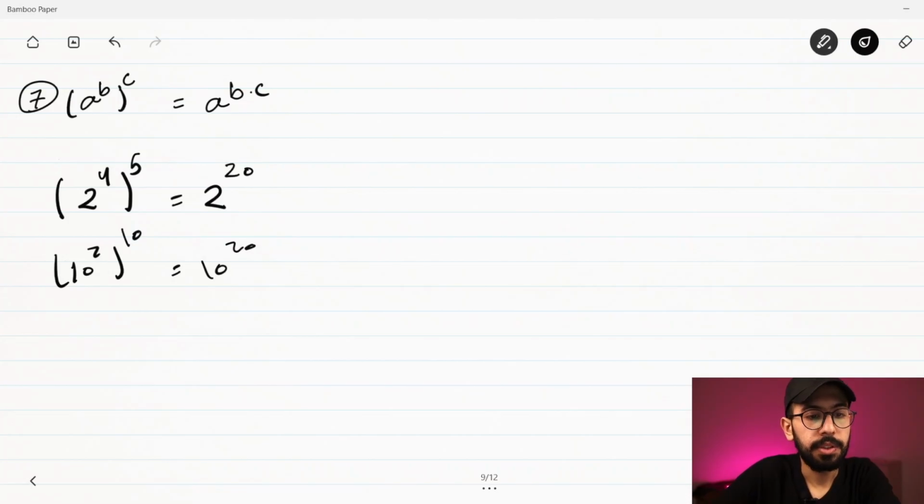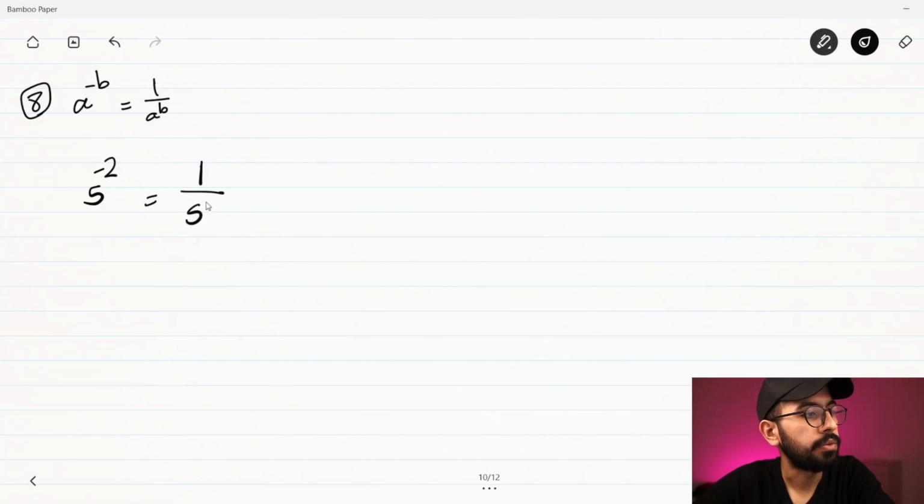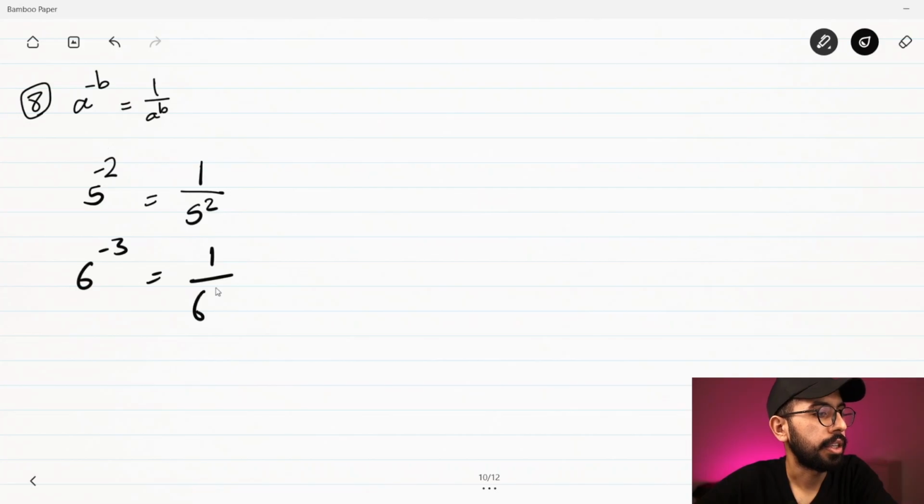Now let's jump to the other law. This law says what we should do when we have a negative power. Let's take an example so it will be more clear. If we have 5 to the power of negative 2, that means it's the same as 1 over 5 to the power of 2, because this here is like a reverse of this one. Let's take another example, say we have 6 to the power of negative 3. It will be 1 over 6 cubed. Yes, this is rule number 8.